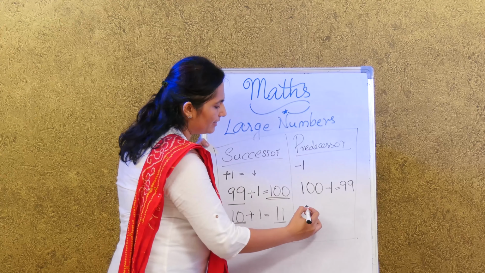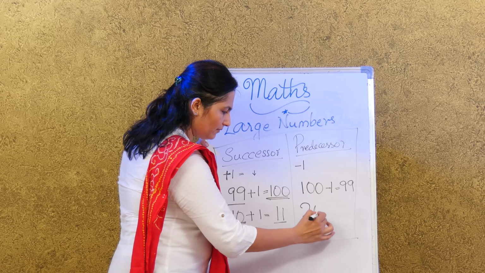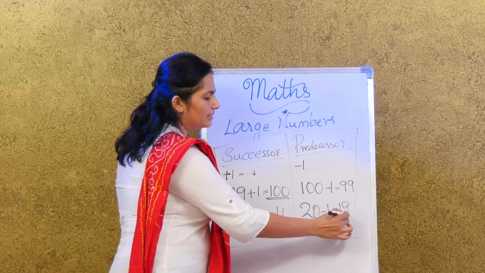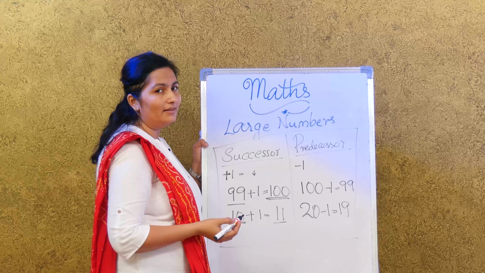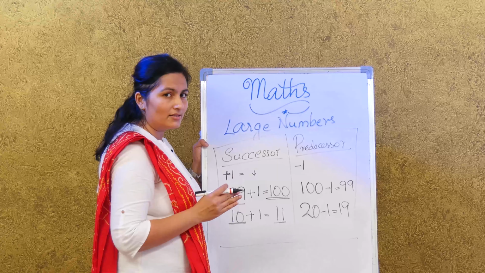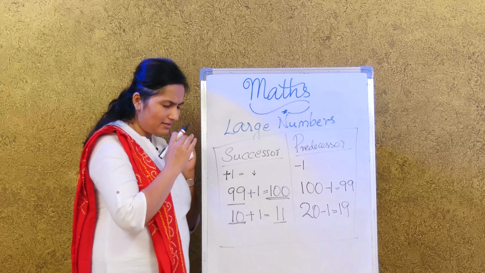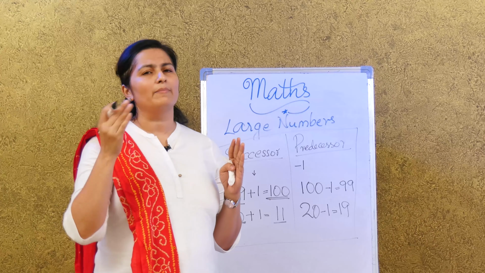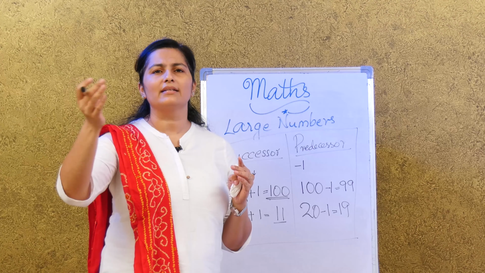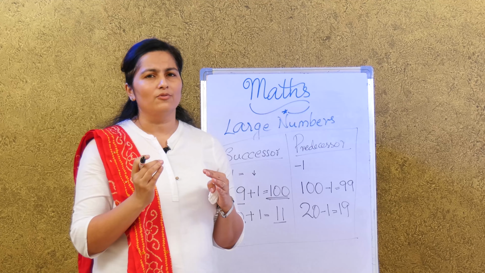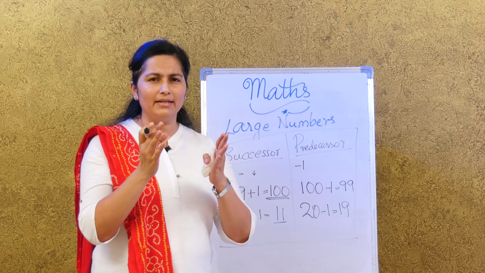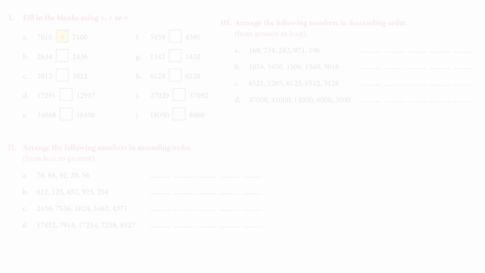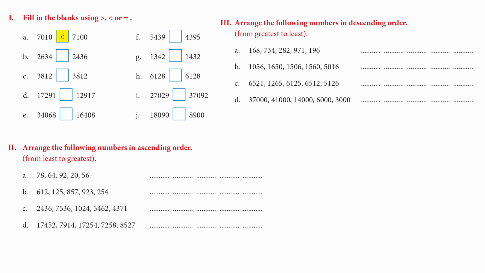Let's take an example of 20 minus 1, which will be 19. So what is 19? 19 is the predecessor of 20. It's simple and easy if you just remember any natural number plus 1 is the new number that you get, which is the successor. When you minus 1 from any natural number, the number that you get is a predecessor. It's easy as that, okay? All right, let's move on.